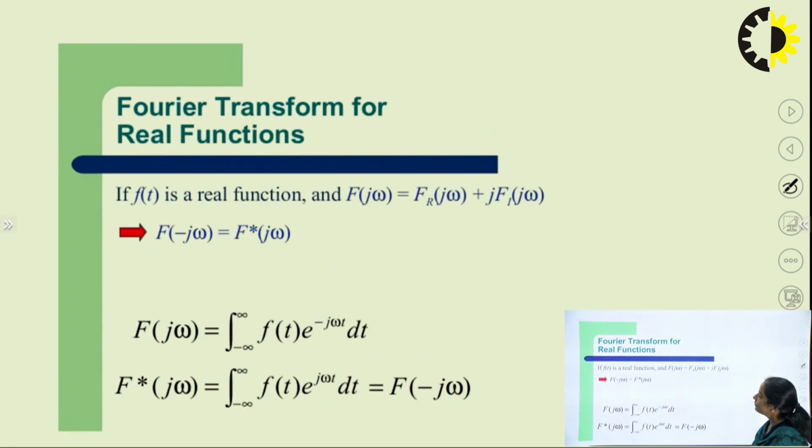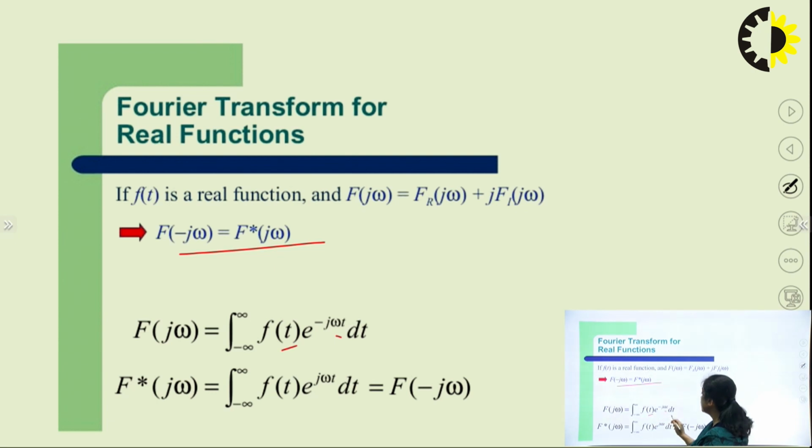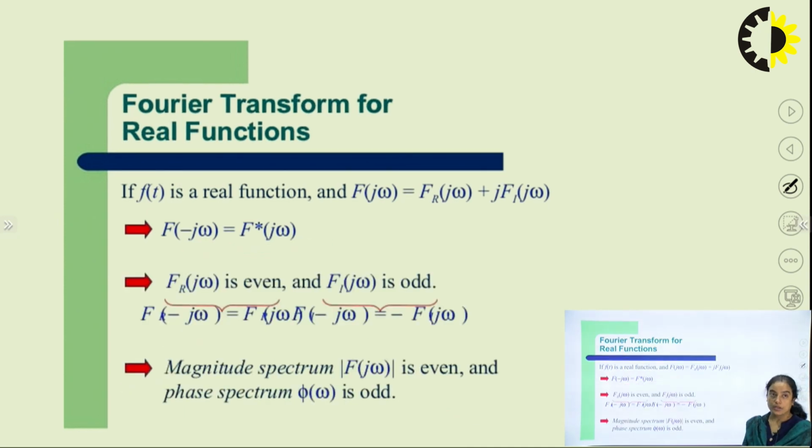So, Fourier transform of a real function. Okay, if function f(t) is a real function, that means F(j omega) has two parts, then F of minus j omega is the complex conjugate of F(j omega). This is the Fourier transform for a real function. So F of minus j omega means the complex conjugate of F(j omega). Here this is F(j omega), integral of f(t) e to the power minus j omega t dt. So the complex conjugate of this we can write as the integral from minus infinity to infinity of f(t) e to the power j omega t dt. So this is F of minus j omega.